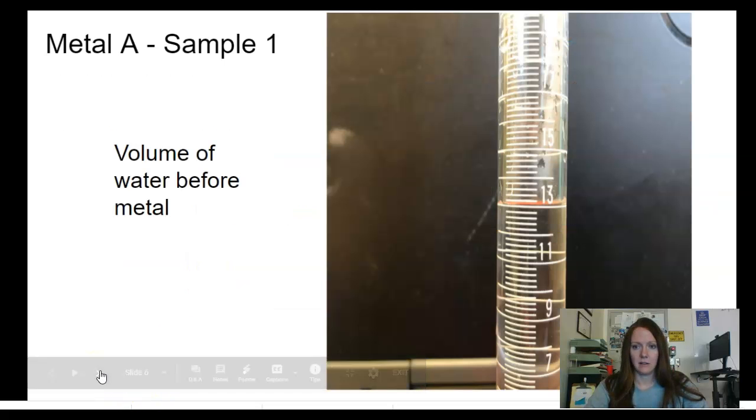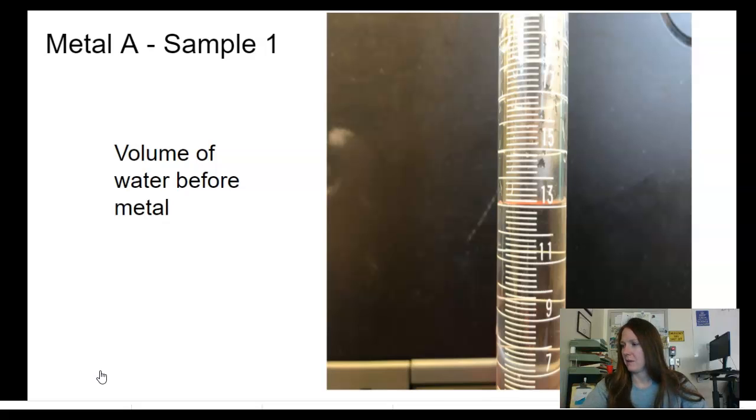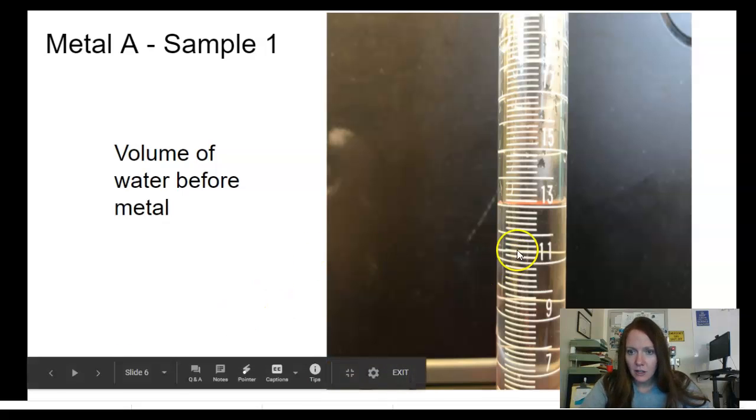Then I was finding the volume using the displacement method, since they are fairly regular shapes, but I wanted to be sure. And so in this case, for metal A, sample 1, I started off with, if you can look here, 13 milliliters of water. 13 milliliters of water. So you might want to jot that down.